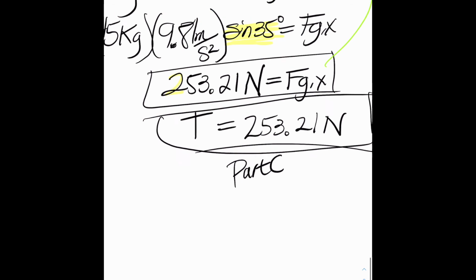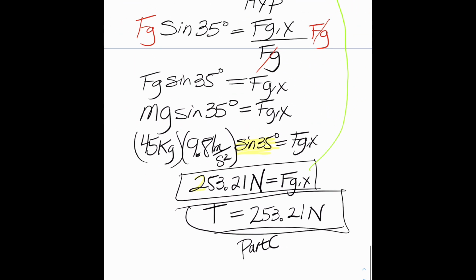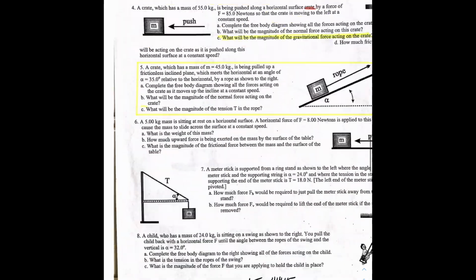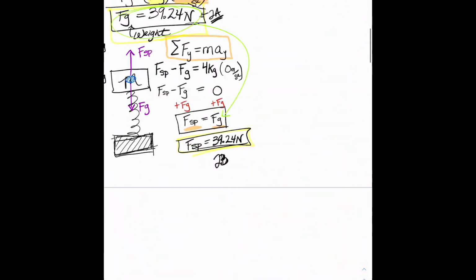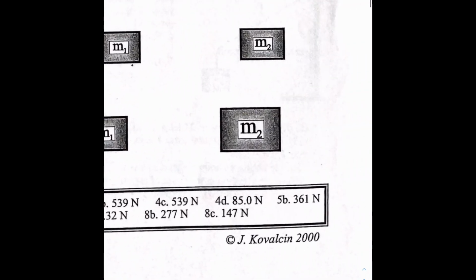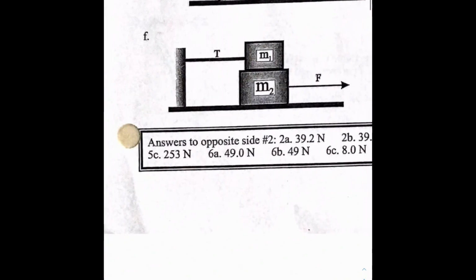So that's it for question 5. Hopefully that makes sense, and you can check your answers at the back of the worksheet, but I'm pretty sure we got it. I can just go up here and show you. I think I have the back of the worksheet somewhere. Let's see, question 5, 5B 361, 5C 253.